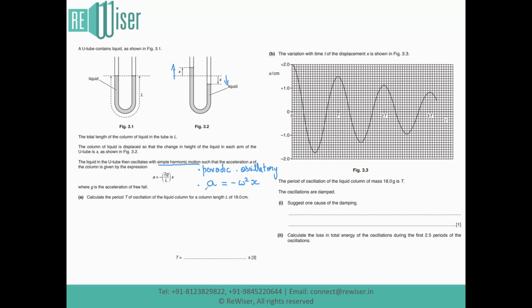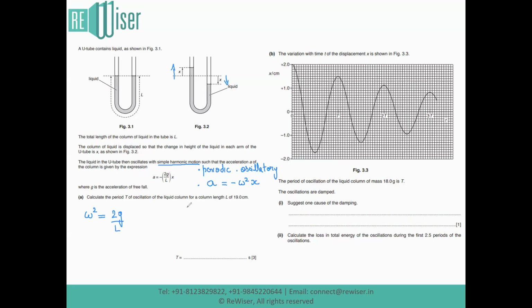So when I equate this standard equation a = -ω²x to the expression a = -2g/L × x, I get to know that the constant ω² is equivalent to 2g/L. Moving on to part A, calculate the time period T of oscillation of the liquid column for a column length that is 19 centimeter.